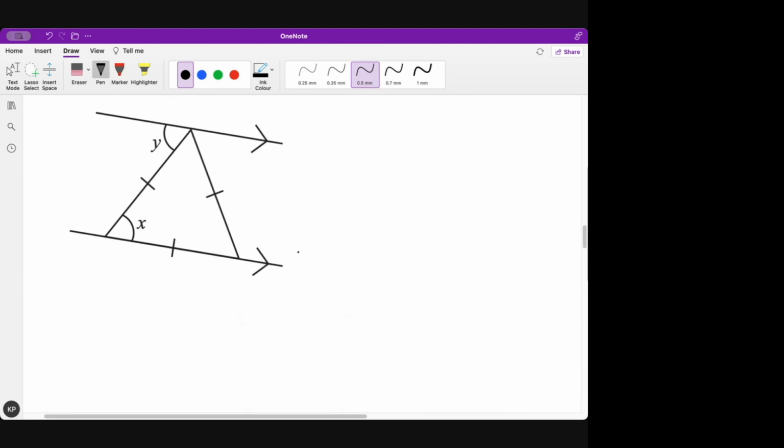Okay, let's look at this one, guys. Now, I want the value of x and y. There's no numbers here, but you can find the value of x and y. Does anybody know how? Look at this triangle carefully.